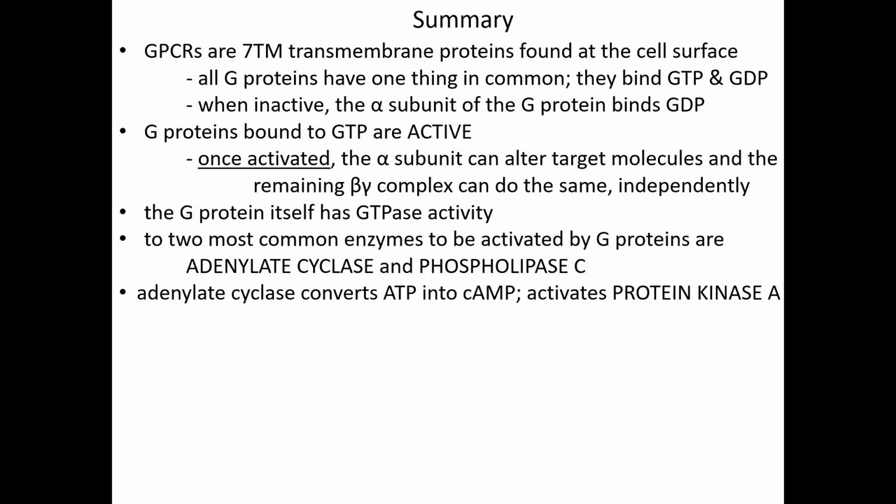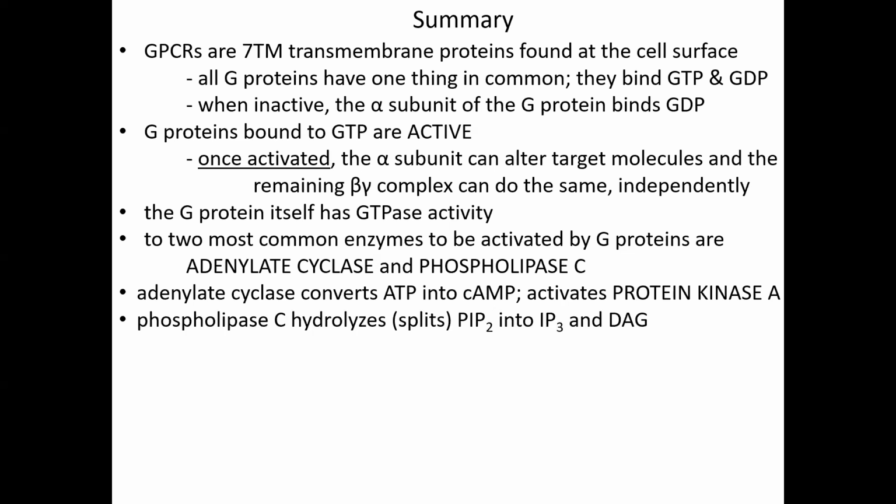Quickly, adenylate cyclase converts ATP into cyclic AMP. Cyclic AMP is the small diffusible second messenger. It binds to protein kinase A, and once active, protein kinase A is going to change the cell's behavior by phosphorylating a whole bunch of target proteins.